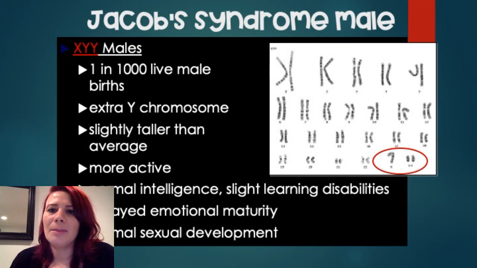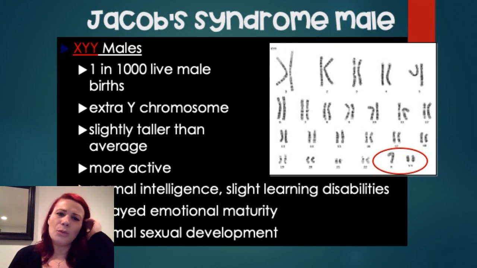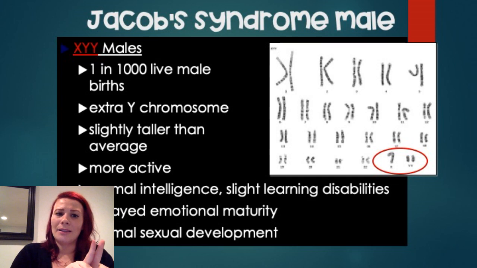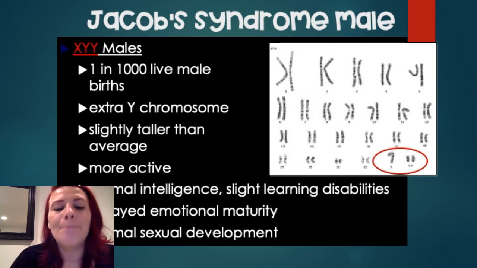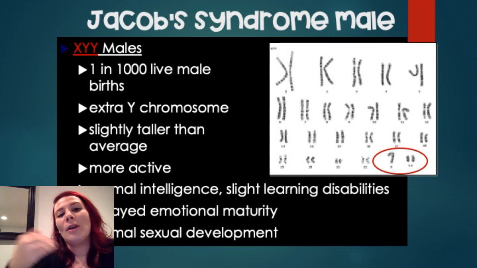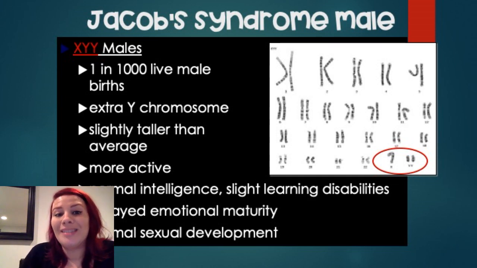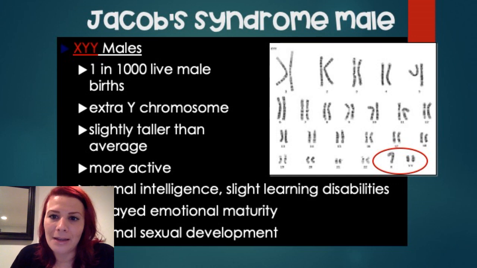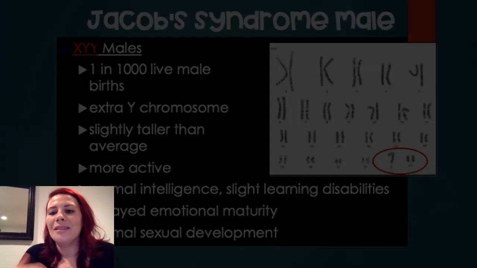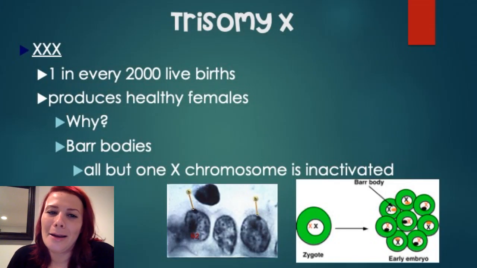All right, talking about Jacob syndrome, this is XYY. Now this is weird because remember, females have 2 X's, males have an X and a Y. So if you're like, how the heck did 2 Y's get there? Basically what happens is somewhere when that sperm was being produced, an extra Y got copied. And so they're slightly taller than average. There's some delayed emotional maturity there and some other things, but pretty much normal.